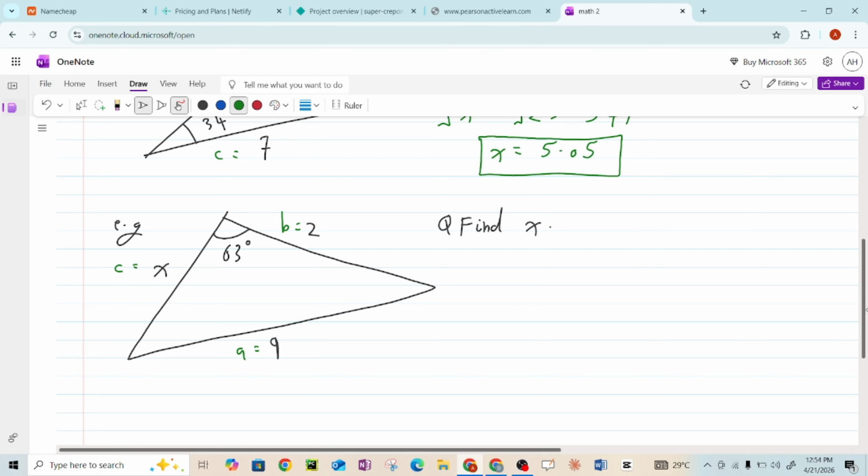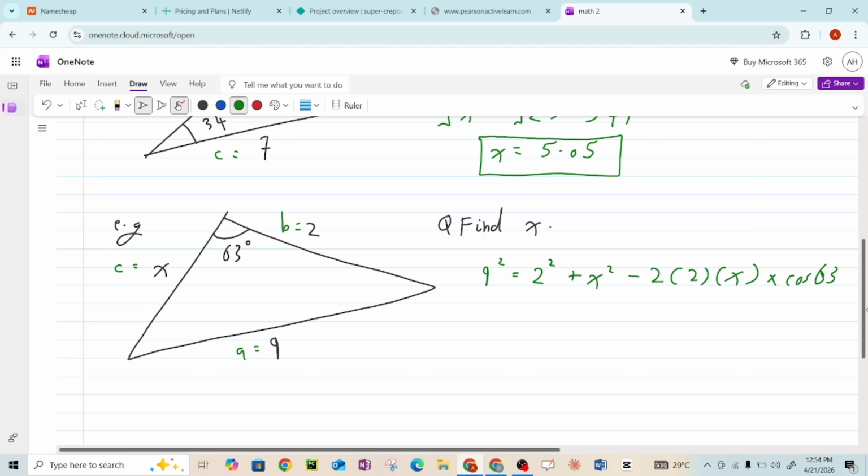So our formula is a squared, 9 squared, is equal to b squared plus c squared, 2 squared plus x squared, minus 2 into 2 and x into cos of 63. Now, on this question, again, this will involve some quadratic equations as well, but this is a very rare question that you will get. But still, if you do get this, I'll show you how to solve it.